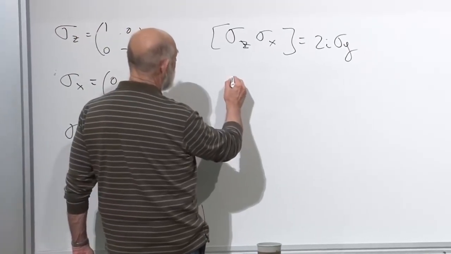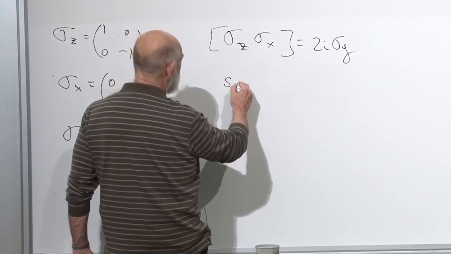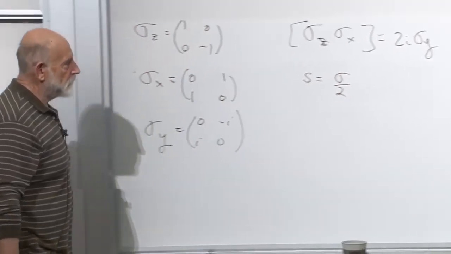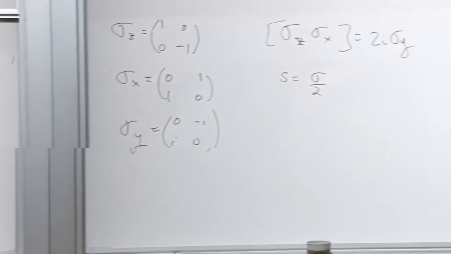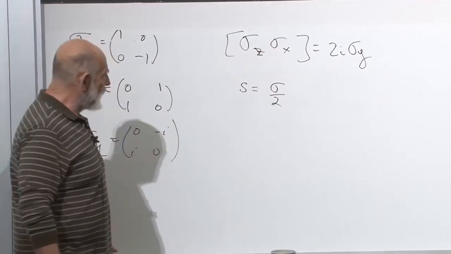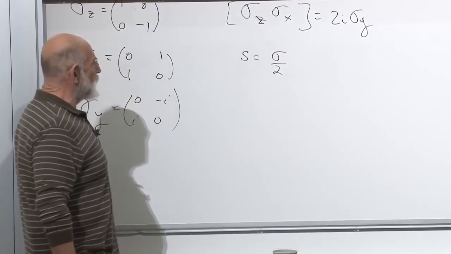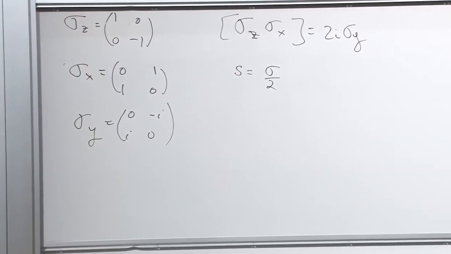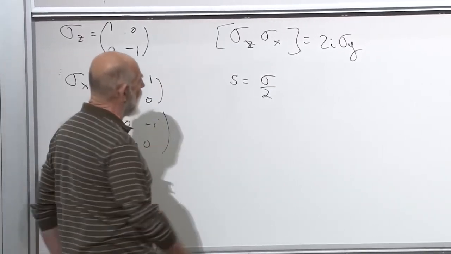Take S and define it to be sigma over 2 for each component. For each component, take S being half the Pauli matrix. Seems a little bit odd, but nobody told us what the angular momentum was supposed to be. So let's just take it and see what we get.